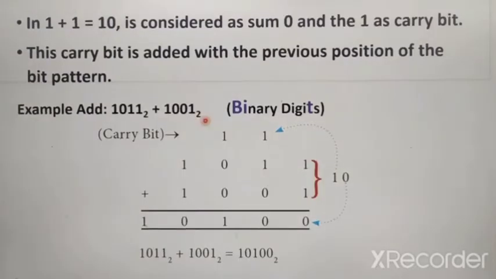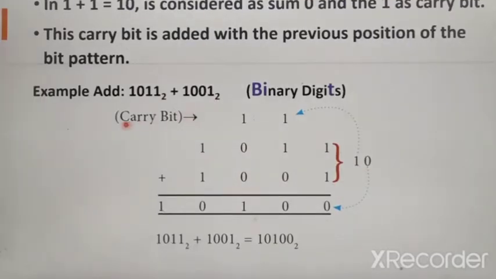Next we can see an example. Here are given two binary numbers. Let's see how to add these two binary numbers. Here our first binary number is 1011 to the base 2, that is written here, 1011. Then our next binary number is 1001, that is also written here. So all the carry bits are given here. What is a bit? Bit means binary digit, simply called a bit. Each digit is called a bit.